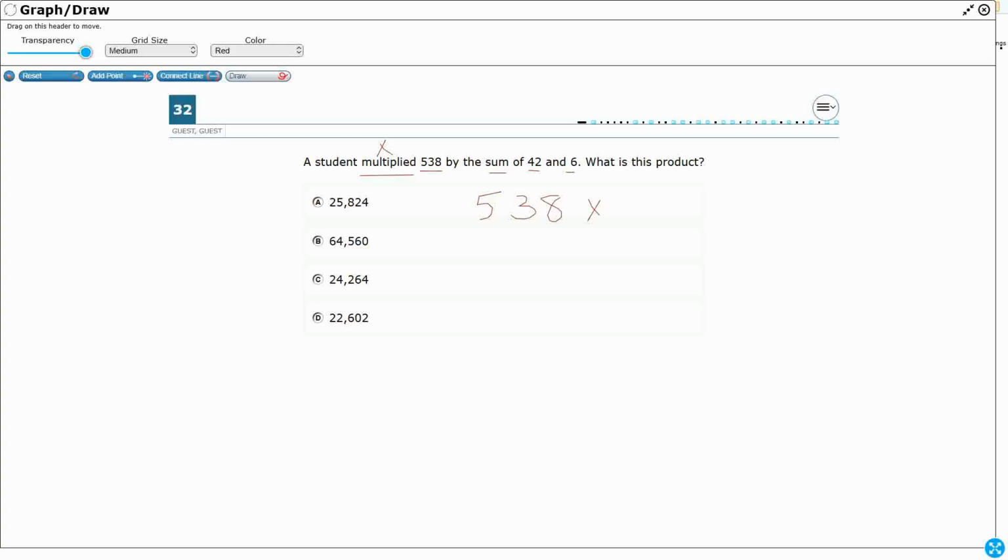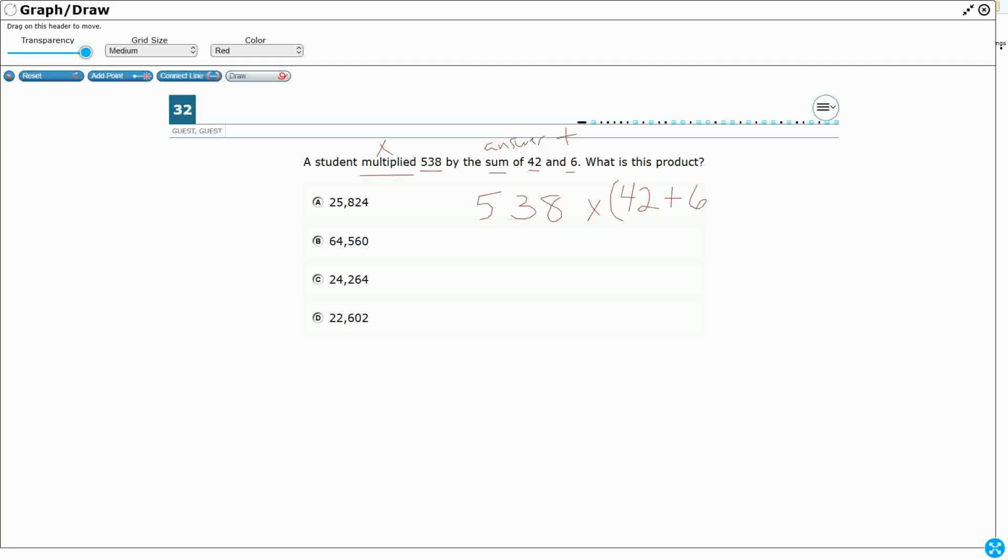What does it mean, the sum? Well, hopefully we know that the sum is the answer to an addition problem. So that's the vocabulary term we need to know before we even get started. So we're going to add 42 and 6. Now, we're missing something here. They're going to multiply the sum of 42 and 6 with 538.